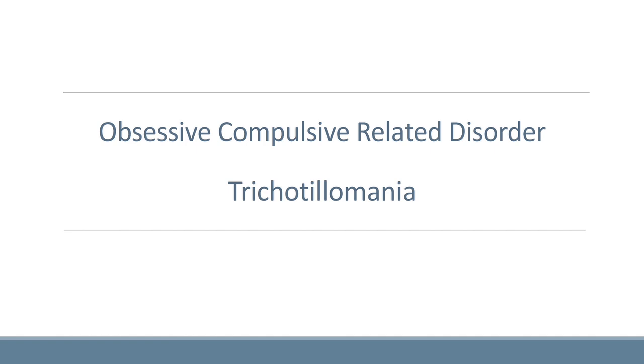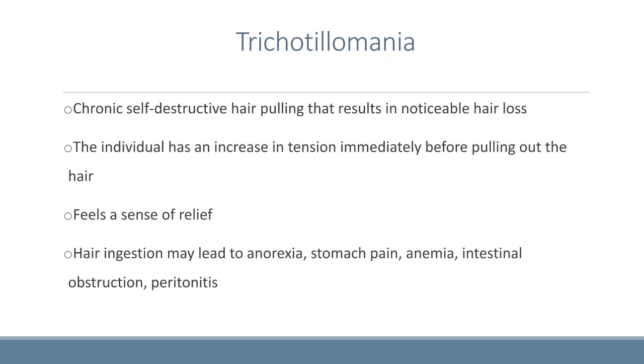So other related disorders that are obsessive compulsive that I want to just touch on, this one's trichotillomania. This is a chronic self-destructive hair pulling that results in notable hair loss. The individual has an increase in tension immediately before pulling the hair out, so they feel a sense of relief. Sometimes they ingest the hair, and this may lead to anorexia and stomach pain, anemia, and intestinal obstruction and peritonitis due to the bolus of hair in their stomach.